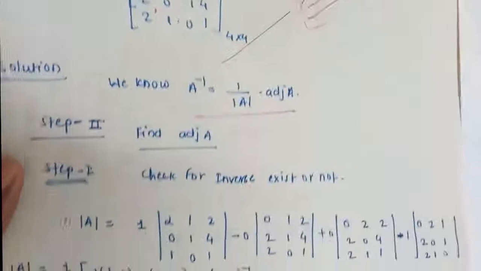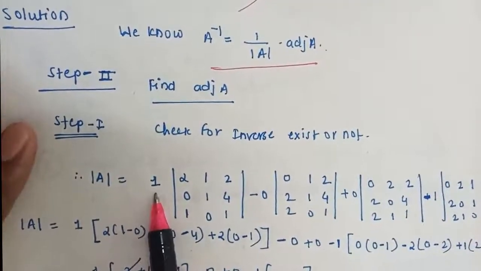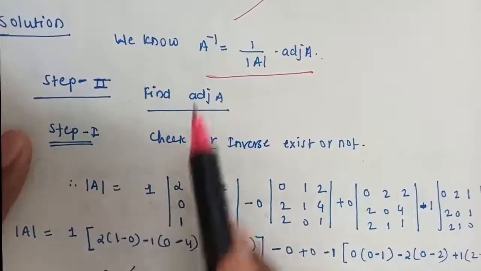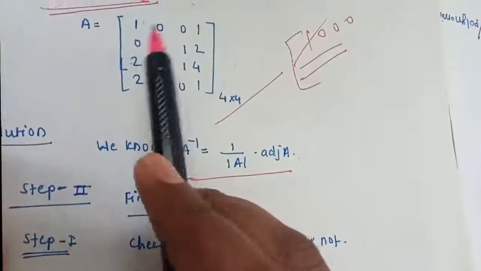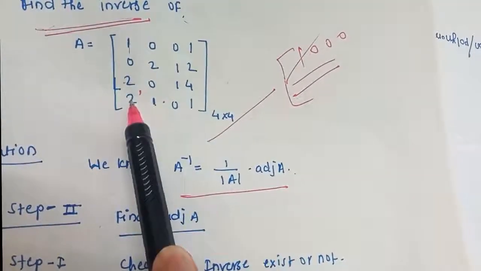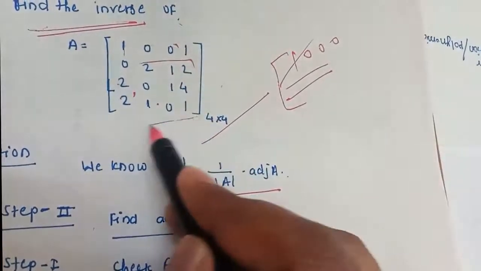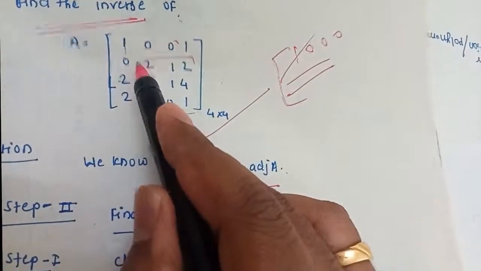So I found the determinant here. Determinant of A is equal to 1. Now go to the first matrix that they have given. If I have to expand for 1, leave this column and leave this row. So you will not get 2 by 2 here, you will get a 3 by 3 matrix.